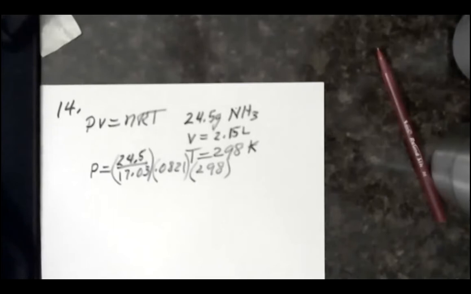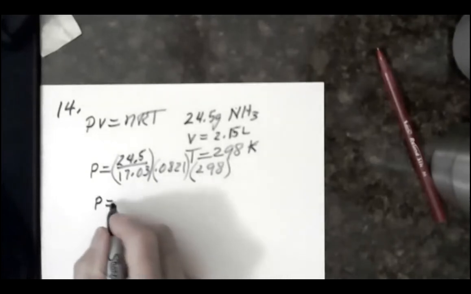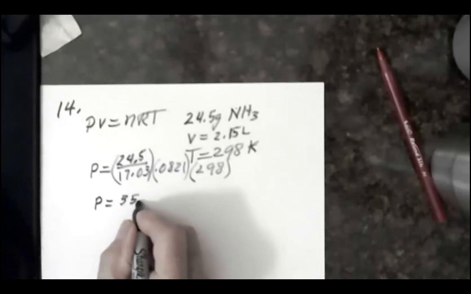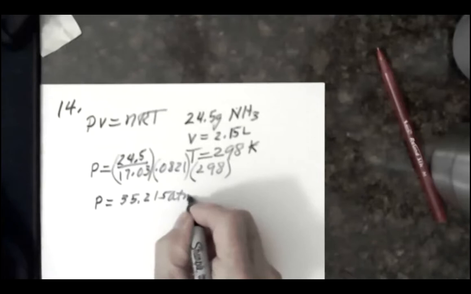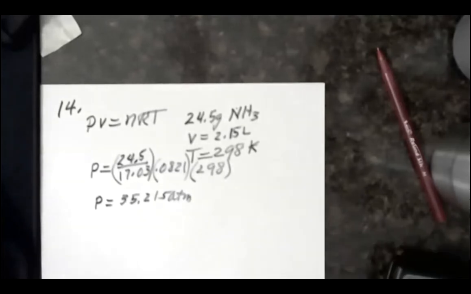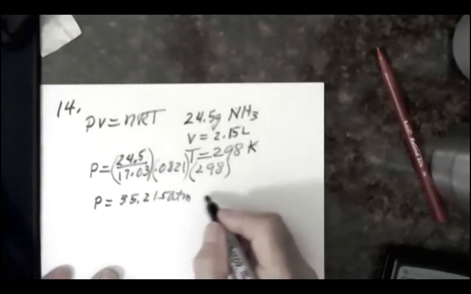24.5 divided by 17.03. That's the number of moles, times 0.0821, and nRT times 298.15. I'll put that in. Okay, so I'm coming out with pressure is 35.215 atmospheres. We still have to do the same conversion because the answer is in Pascal.